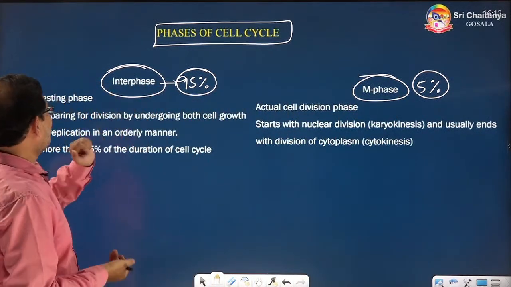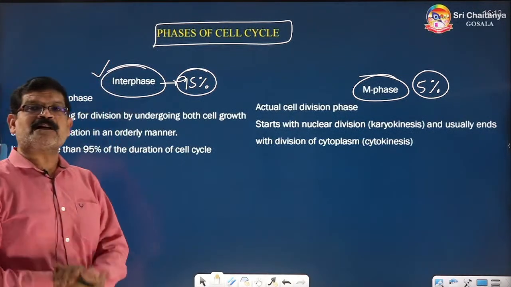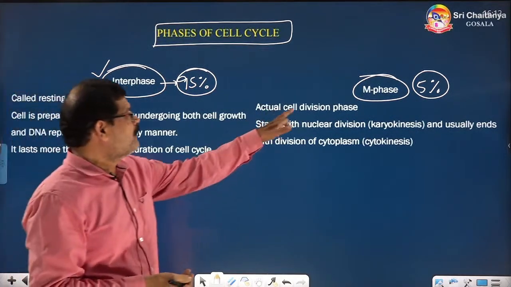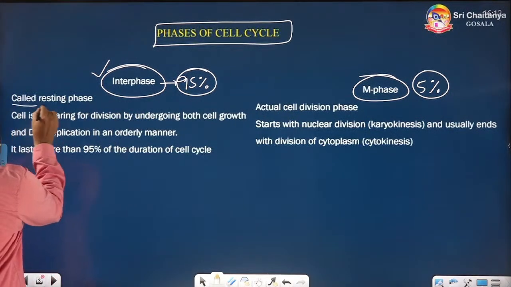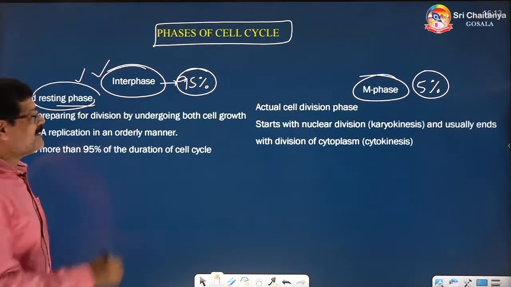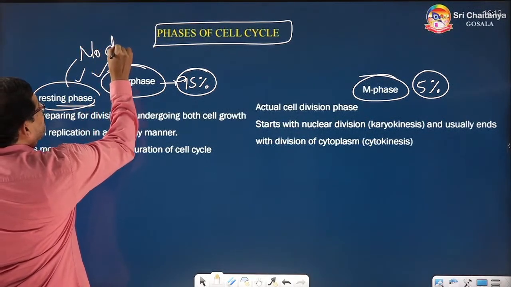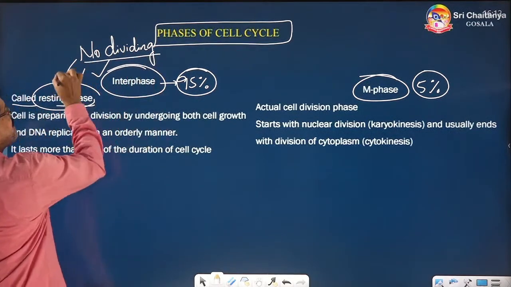Like this, it will take place. The first stage is called interphase. What is meant by interphase? What are the things which will be happening in the interphase? What is meant by the M phase? What are the things which will be happening? We are going to see. It is called the resting phase. Why is it called resting? Because it is a non-dividing phase. That's why it is called rest.